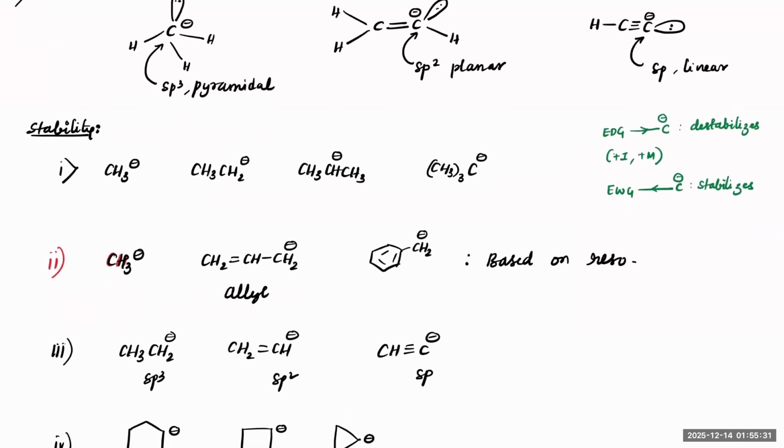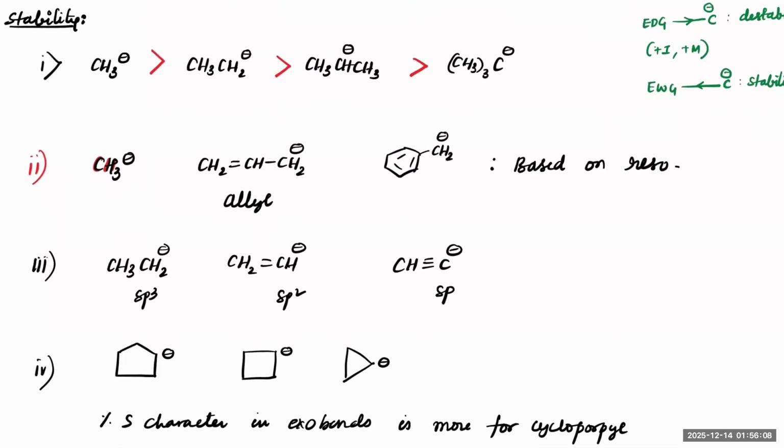So now notice this methyl. On methyl, there are only three hydrogens present with a negative charge, so there is no electron donating or withdrawing group. Now I have one extra CH3 here. This CH3 will create a plus I effect, so that will destabilize it. So the more CH3 groups, the more destabilization will take place. So carbanion stability is better for methyl, then ethyl, isopropyl, then tert-propyl carbanion, tert-butyl carbanion. Okay, so this is the order.